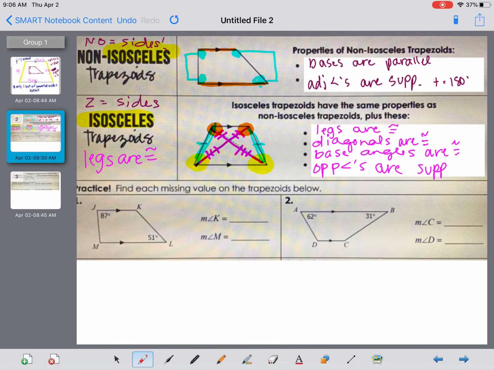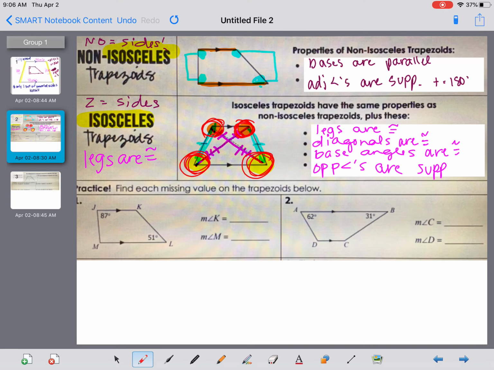And what that means is that one orange angle plus one yellow angle is going to be 180 degrees, no matter how you do it. So this yellow angle plus this orange angle will be 180. Any way you do it, a bottom angle plus a top angle is going to be supplementary. All right, so those are our properties of trapezoids.